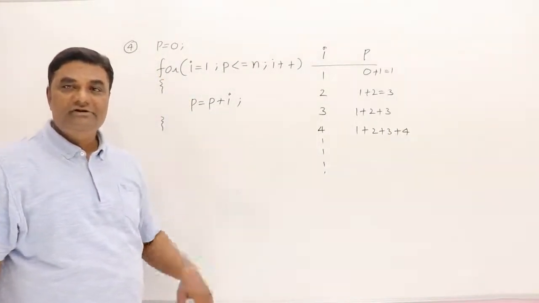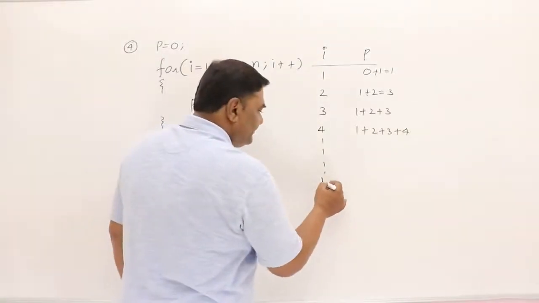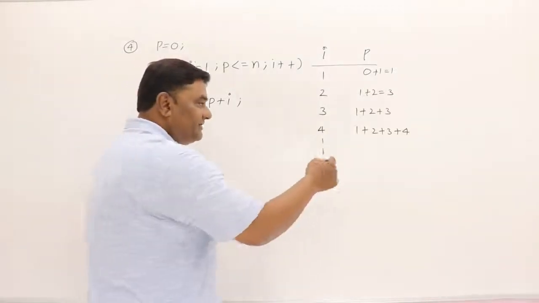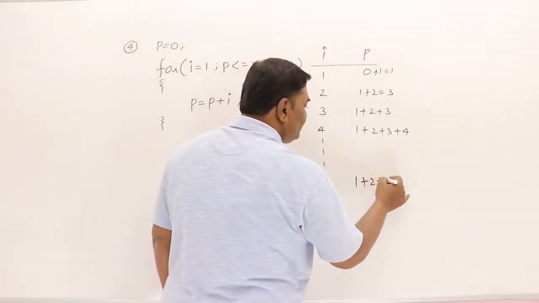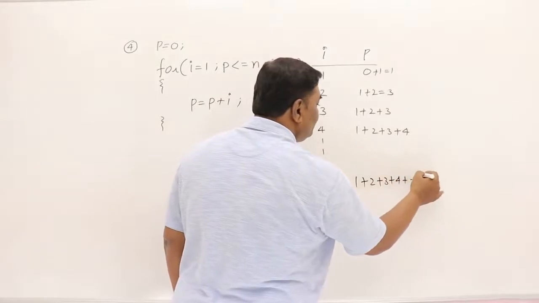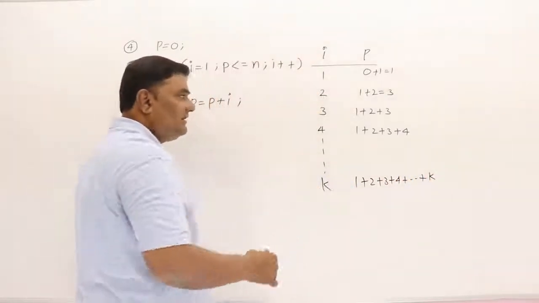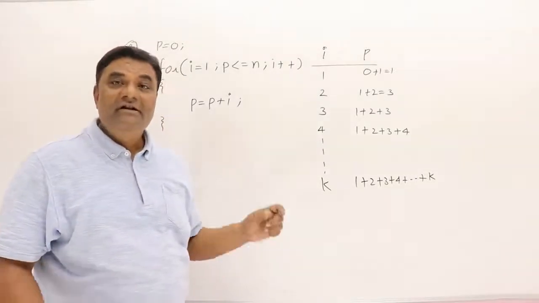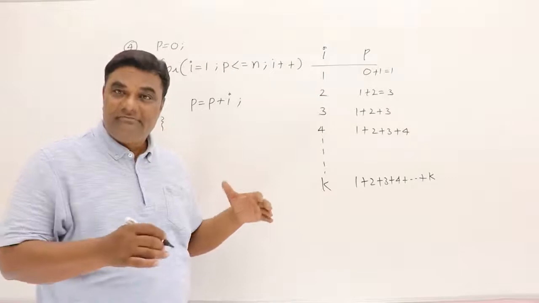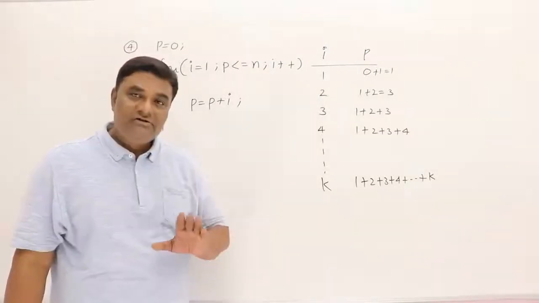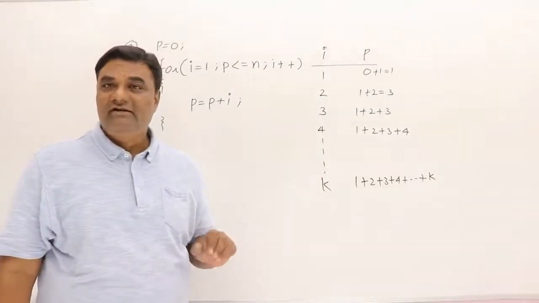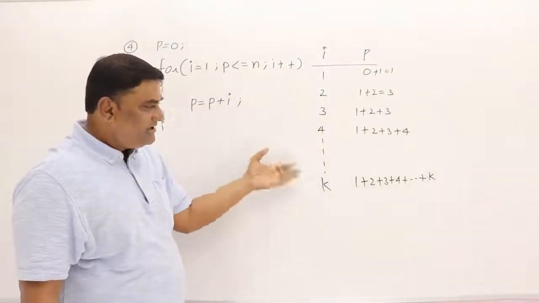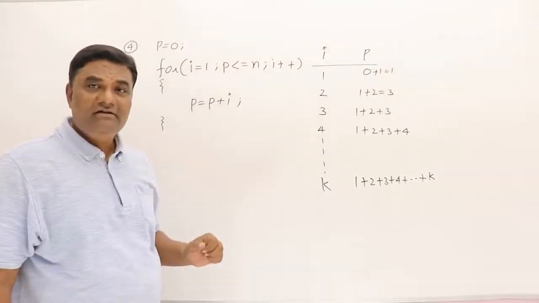How many times is it going to execute? It's going to execute for k times. So what will this be? 1 plus 2 plus 3 plus 4 and so on up to k terms. Why did I write k here? It is not repeating for n times. Definitely it is repeating for some number of times that we don't know. We are sure that it will not execute for n times, because the condition is different. So I said let it be k and let us find out that k.